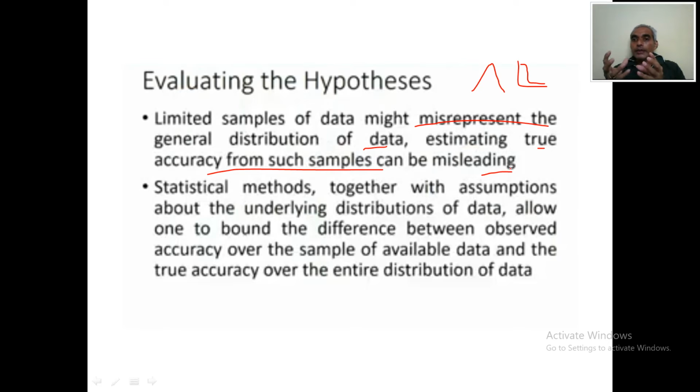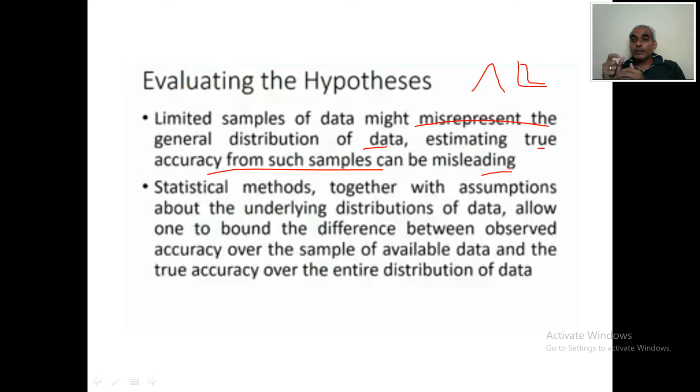Say, for example, there is a bias. You are asking for some information, and I am taking the information only from boys, not considering the girls. Then there is a bias, and it will mislead our accuracy also. That is one important thing.